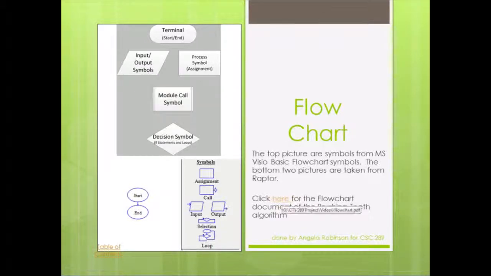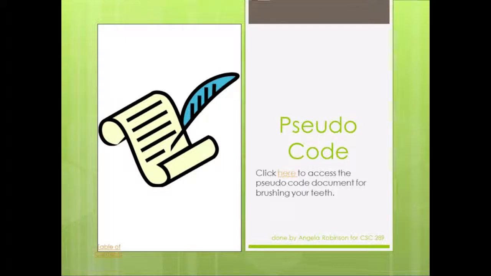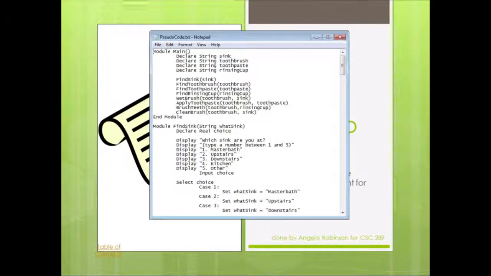If you click on this link here, it will open up the PDF document showing the flowchart for my brushing teeth algorithm. The second format is a written format called Pseudocode. Again, when I click on this link here, it opens up the text document showing the pseudocode for our algorithm.